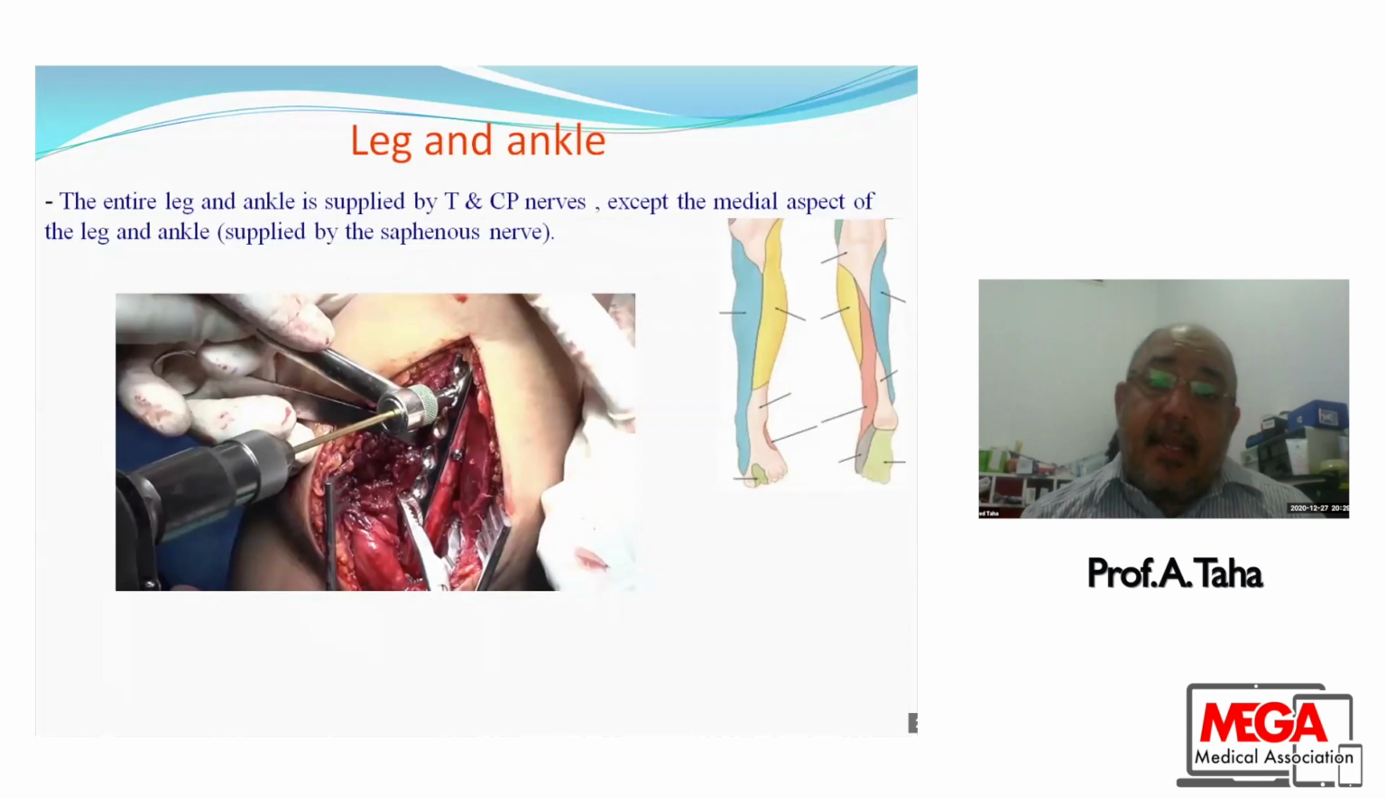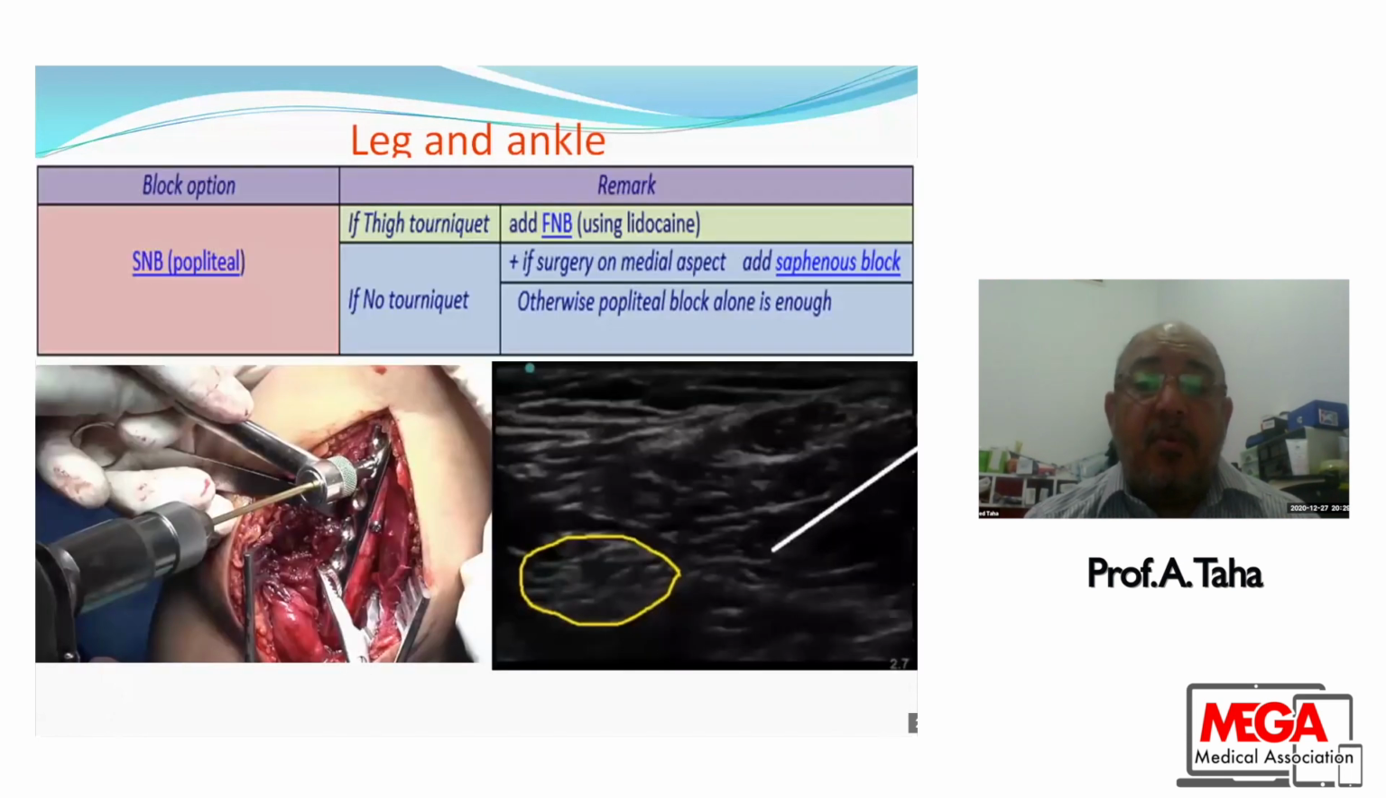As we said, the leg and ankle is completely innervated by the sciatic. Sciatic supplies everything, the skin, the muscle, the bone, everything, except a very small skin area in the medial aspect, which is supplied by the saphenous nerve. So for below ankle surgery, popliteal block is enough, more than enough.